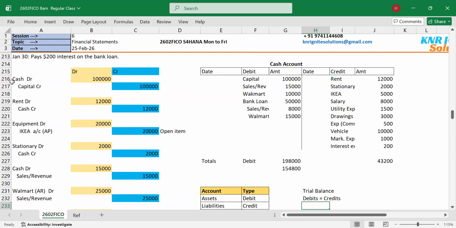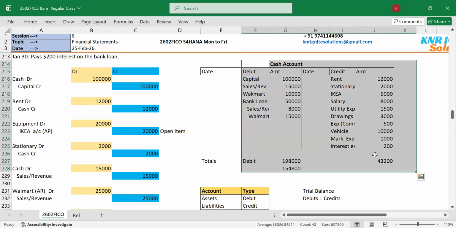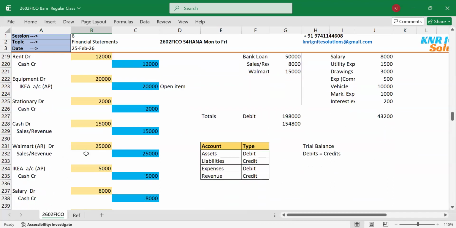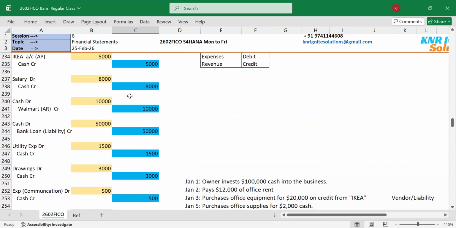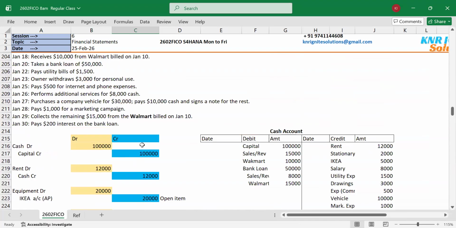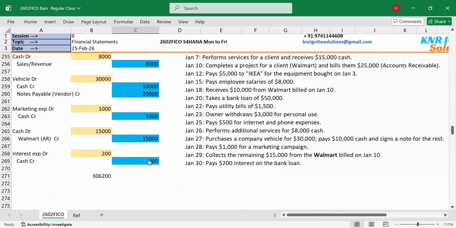If you see these accounts, whatever we have written here, the same thing that you are going to prepare in this format. Now, if I consider all these debit balances, let me go through all this. It says overall 306,200. Now refer, 306,200. The same thing you will find in the credit balances also. Let me come from the beginning. This is the first transaction, all the way down, 306,200, because all the debits are matching with credits.